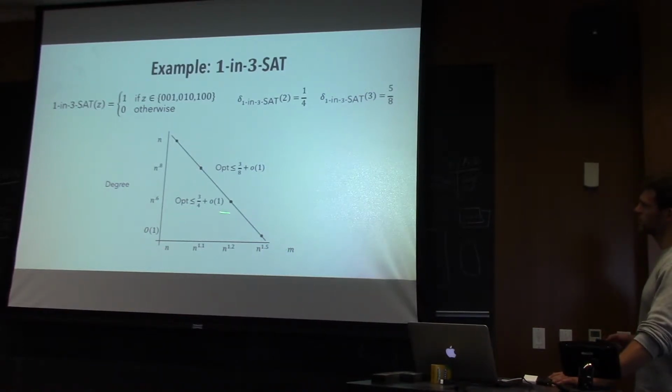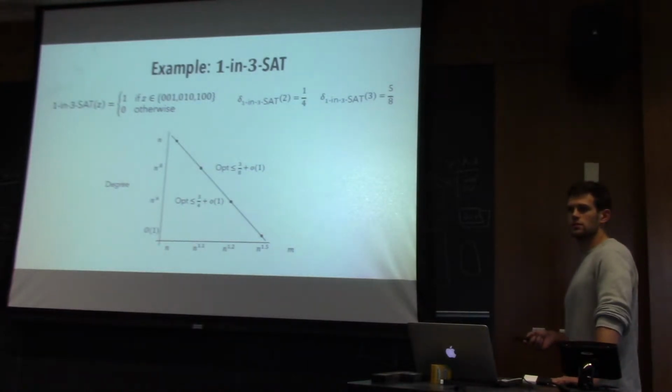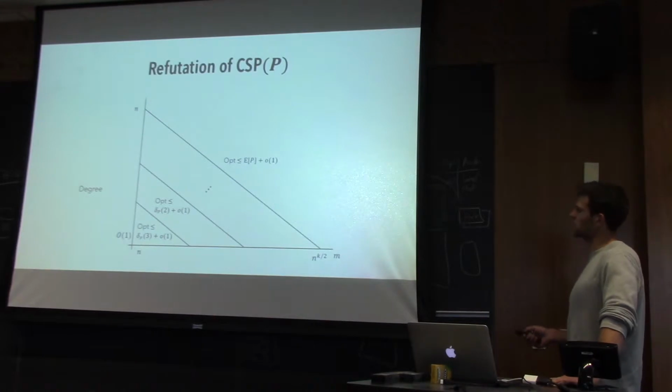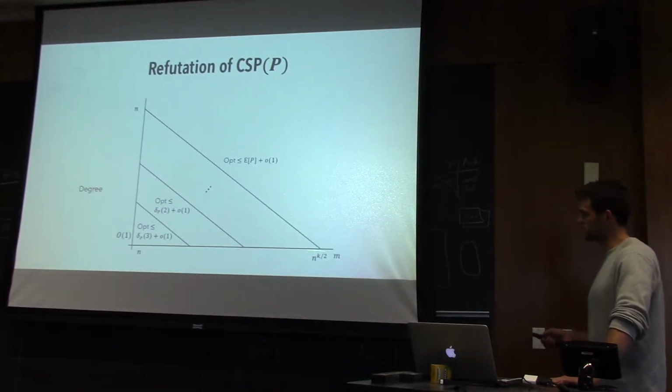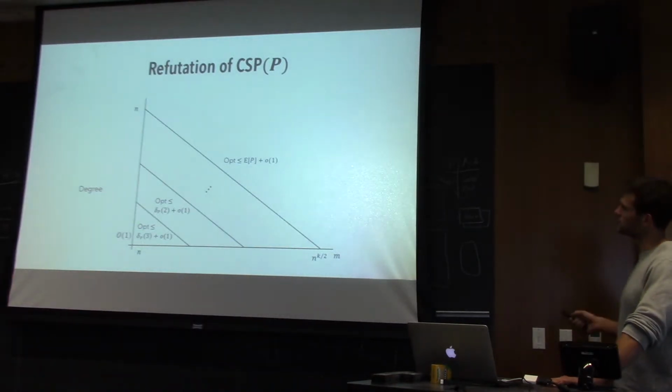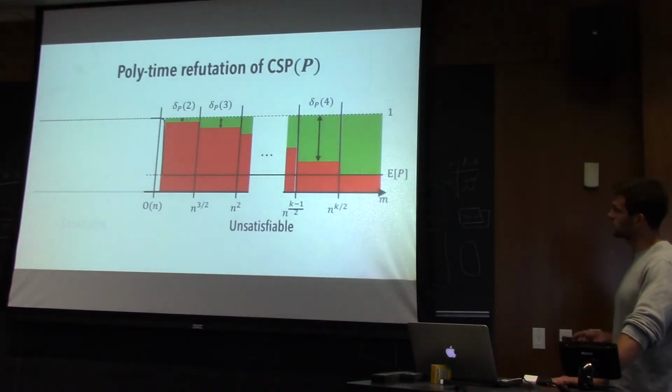Below this line, you can show that your opt is at most 3/4, and above this line, you can show it's at most 3/4. You can think about other predicates too, and the picture looks like this, where you can increase the degree to get stronger refutation, and you can increase the number of constraints to get stronger refutation, and you get a trade-off that goes in these steps. You can also look back at polytime refutation. We have this upper bound, and now we have the matching lower bound, showing that up to this point, you can't do better.